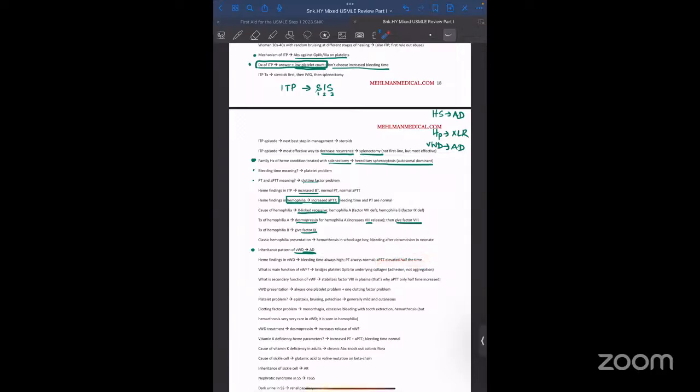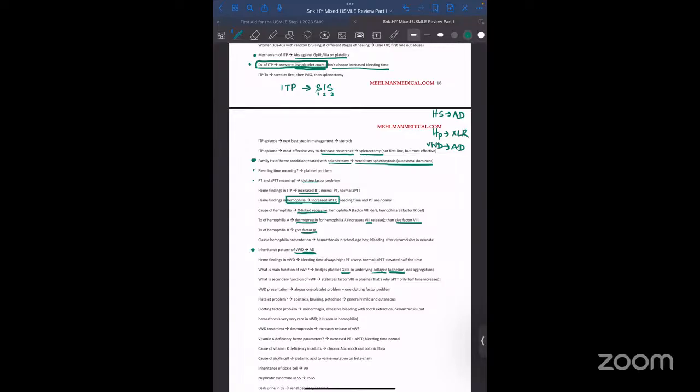What is the main function of von Willebrand factor? It bridges platelet GP1B to the underlying collagen in the vessel. So it is responsible for adhesion, not aggregation. GP1B to collagen. The job is adhesion, not aggregation.